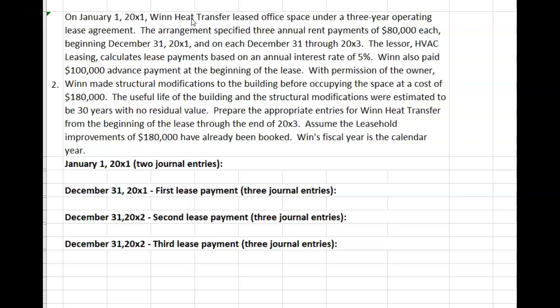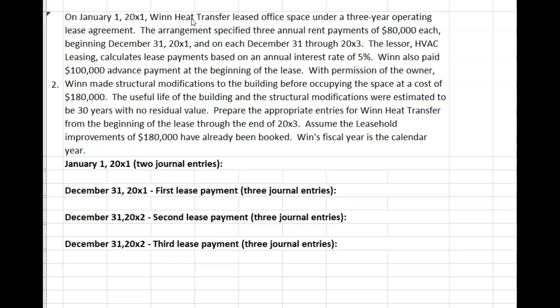With the permission of the owner, Win made structural modifications to the building before occupying the space at a cost of $180,000. The useful life of the building and the structural modifications were estimated to be 30 years with no residual value. Prepare the appropriate entries for Win Heat Transfer from the beginning of the lease through the end of 20X3. Assume the leasehold improvements of $180,000 have already been booked. Win's fiscal year ends on December 31st. It is a calendar year.